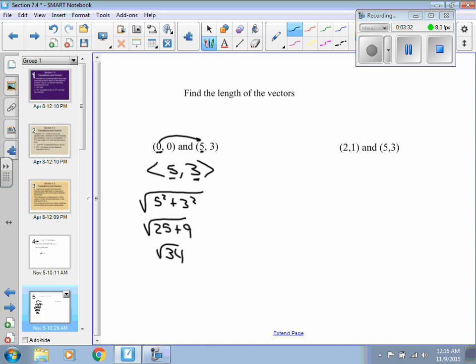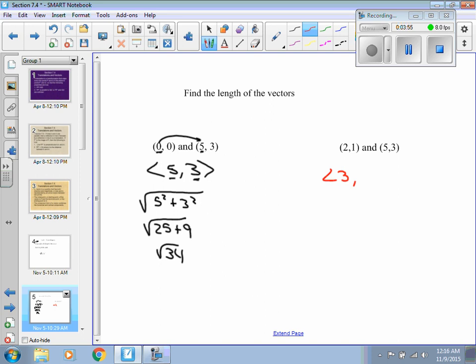Now, the next one that we see to the right, we have the points (2, 1) and the point (5, 3). If I start at 2 and move to 5, how many units am I moving? That is the question we're trying to ask. Going from 2 to positive 5 is obviously going 3 units to the right, which means my x component is going to be 3.